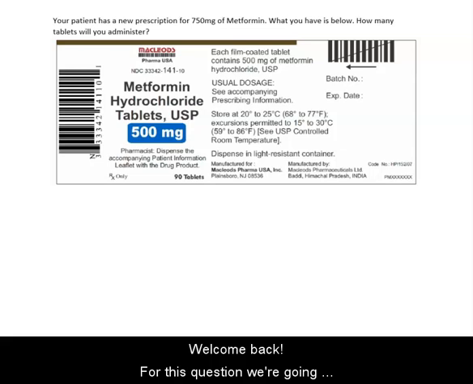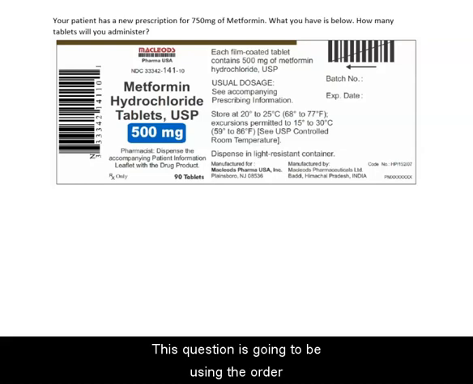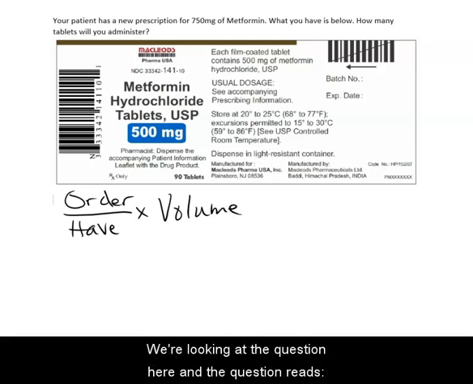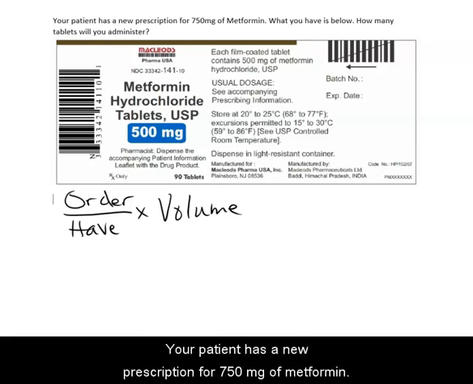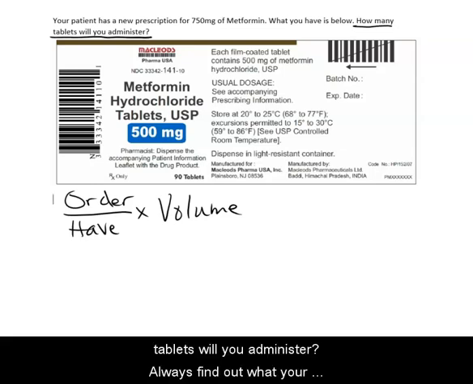Welcome back. For this question, we're going to be looking at a dose of metformin. This question is going to be using the order over have times volume equation. We're looking at the question here, and the question reads, your patient has a new prescription for 750 milligrams of metformin. What you have is below. How many tablets will you administer?